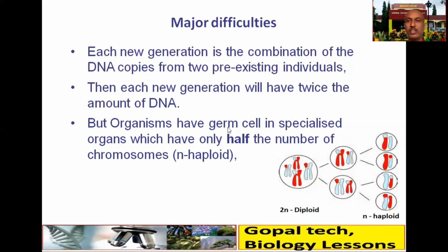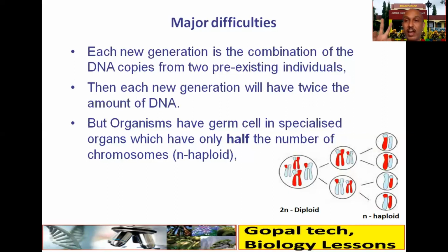Organisms have a germ cell, that is gamete, which is produced in specialized organs, that is testes, ovary, and stamen and carpel, which we are going to study. They have only half the number of chromosomes, that is haploid. So here the diploid number of chromosomes becomes haploid. If our body has 46, the gamete carries 23, that is half. If here there are four chromosomes, these gametes carry only two chromosomes.